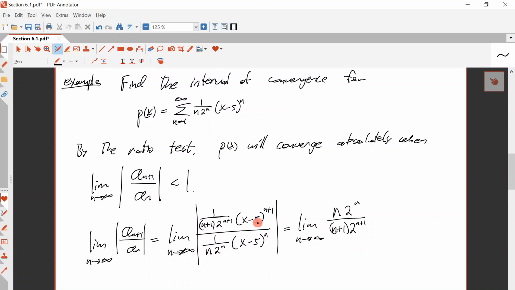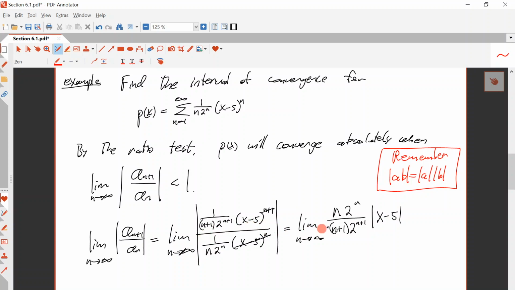right? And then here, (x minus 5) to the n cancels into (x minus 5) to the n plus 1. But we have to keep that in absolute values. So something to remember. The absolute value of a times b is absolute a, absolute b. So the absolute value of this whole thing is the absolute value of this stuff, which is positive already, so I don't need it, times the absolute value of x minus 5. Okay? And we don't know if x minus 5 is positive or negative, so that absolute value has to stay there.